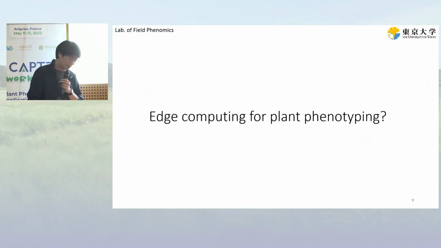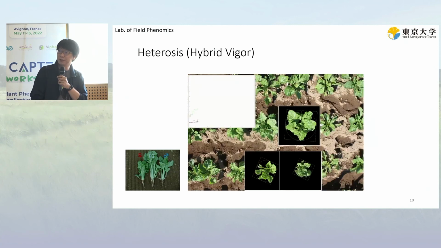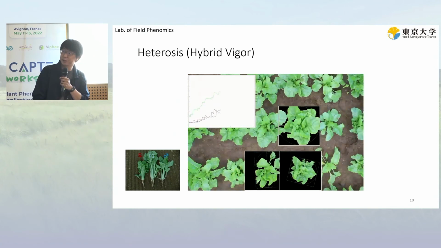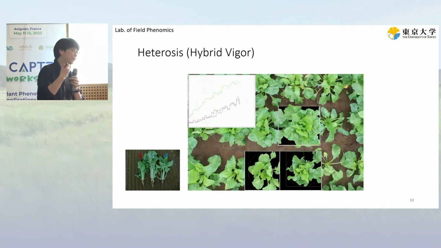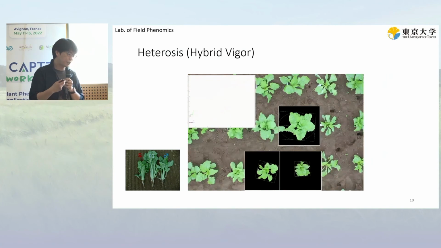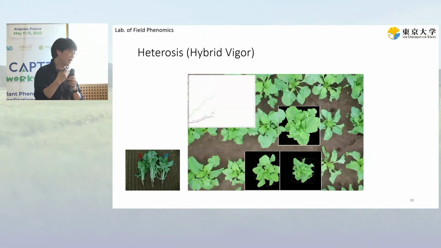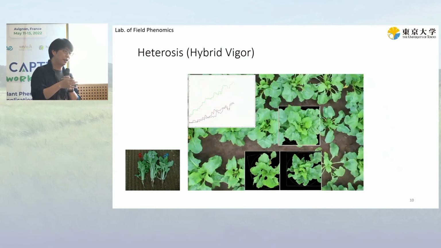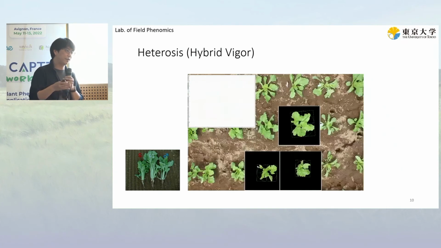Then we come to the main topic of today, edge computing. Why are we trying to use edge computing? I will just show you some examples that the breeders ask us to provide to them. In Japan, we are kind of service providers from the academic side, but without receiving a salary.